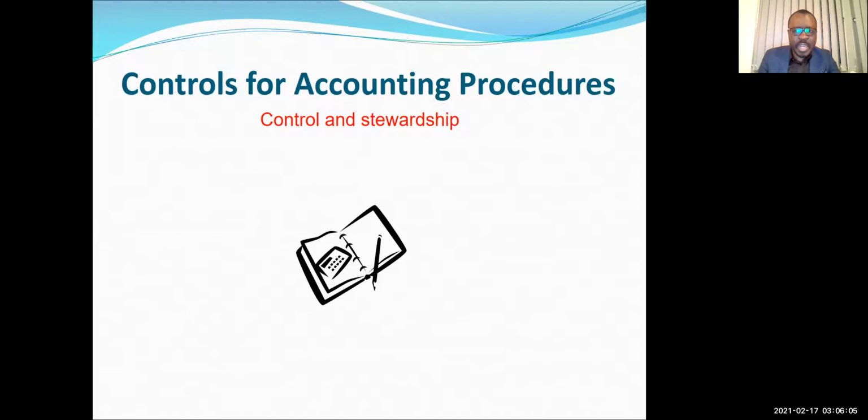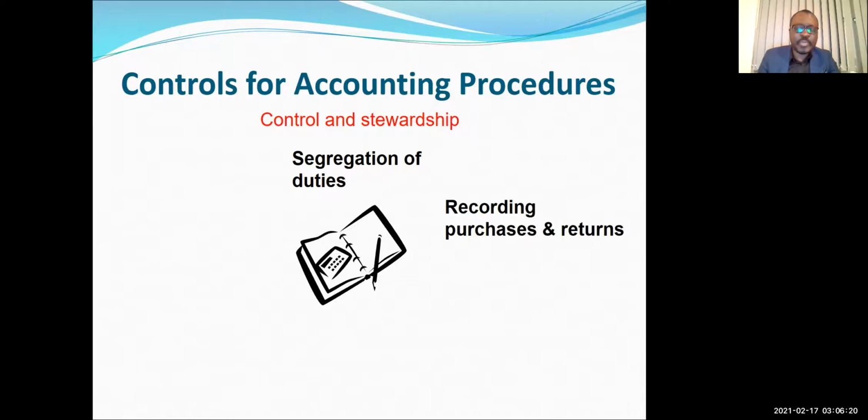Okay. What about accounting procedures in terms of payments? There should be clear-cut segregation of duties. The one who is paying should not be the same person who ordered. The one who is receiving, in fact, should not be the same person who ordered. We try to see some kind of appropriate segregation of duties. Who is recording the purchasing and returns should not be the same person who is receiving the goods. So, like I said, always try to reconcile the purchase ledger to the control account, the bigger picture.